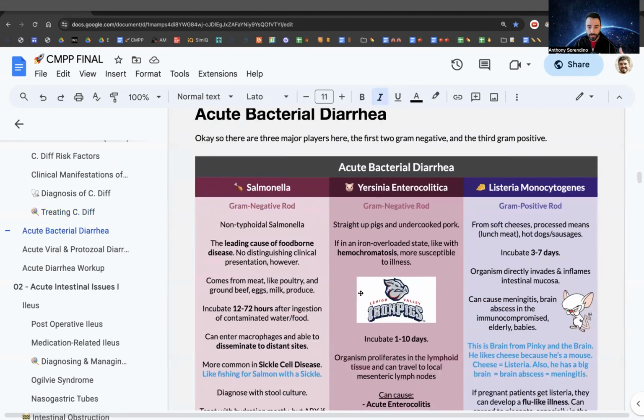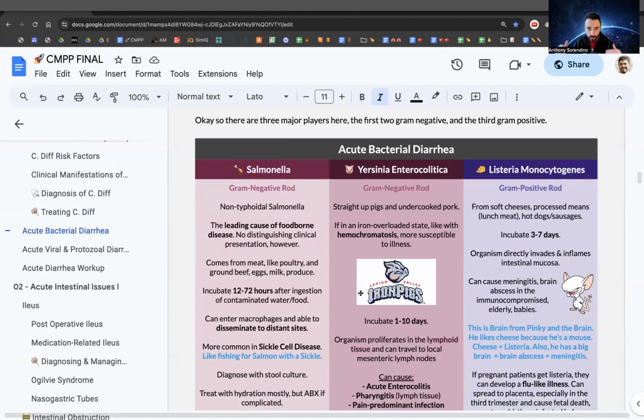Okay, acute bacterial diarrhea. We talked about salmonella, and we'll go into more detail here. So there's three, and you want to know the differences and what makes these all unique. I color-coded them. So salmonella and Yersinia are pink. Those are your gram negatives. These are all rods. Listeria is going to be gram positive.